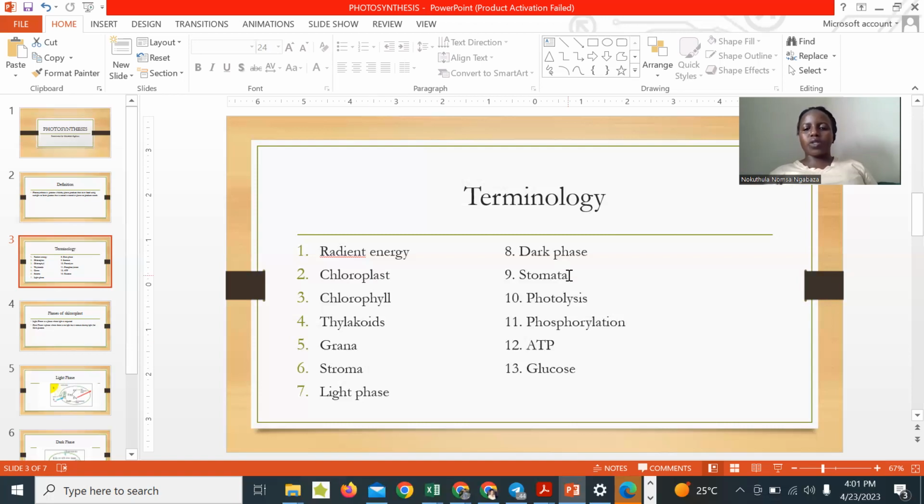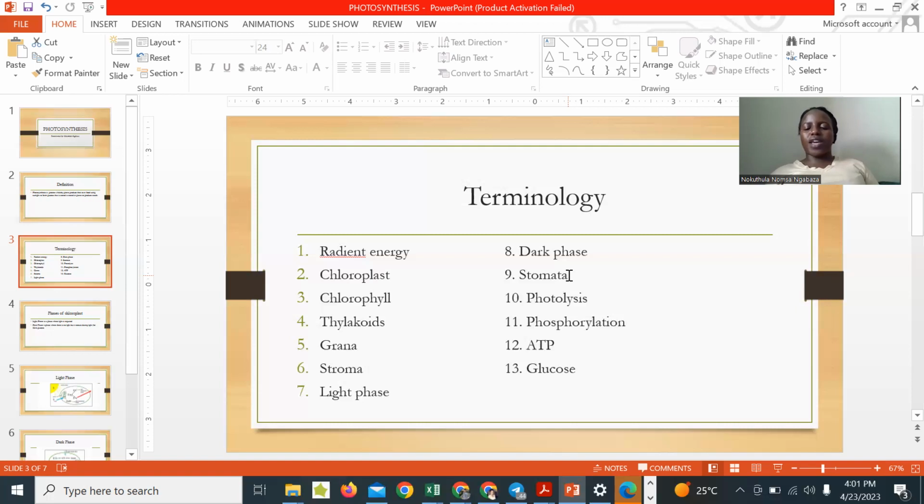And then the ninth term that we have there is called the stomata. So when it comes to the stomata, we have done it in grade 10. In grade 10, we did mention that stomata are tiny openings that you find on the leaf and they're responsible for gaseous exchange, which is the outtake of oxygen and the intake of carbon dioxide. Stomata is also the one that allows water to be lost during evapotranspiration, which are subtopics that we covered in grade 10, and I still believe everyone remembers them.